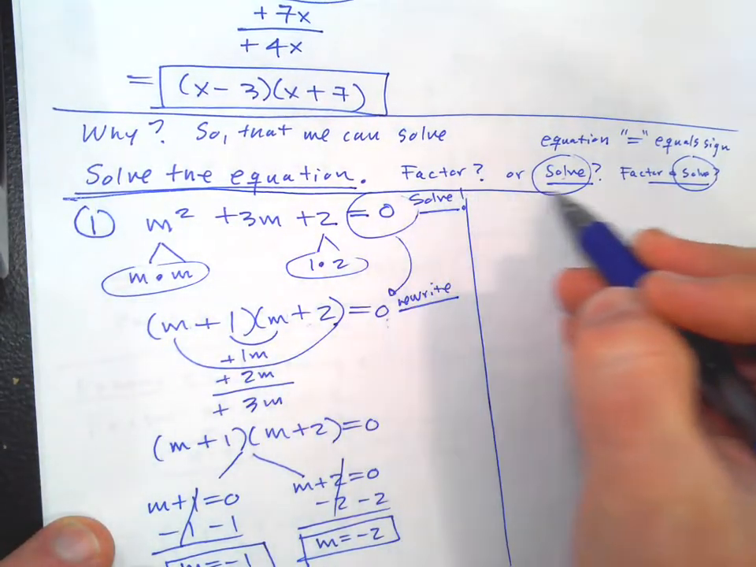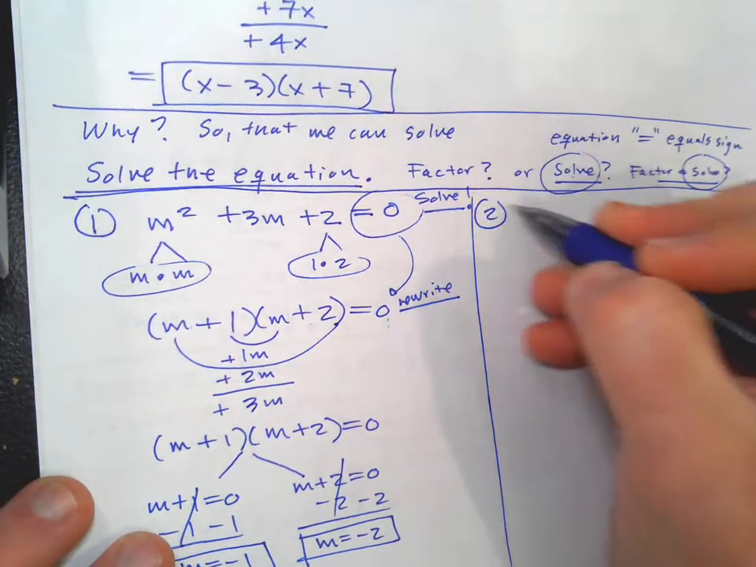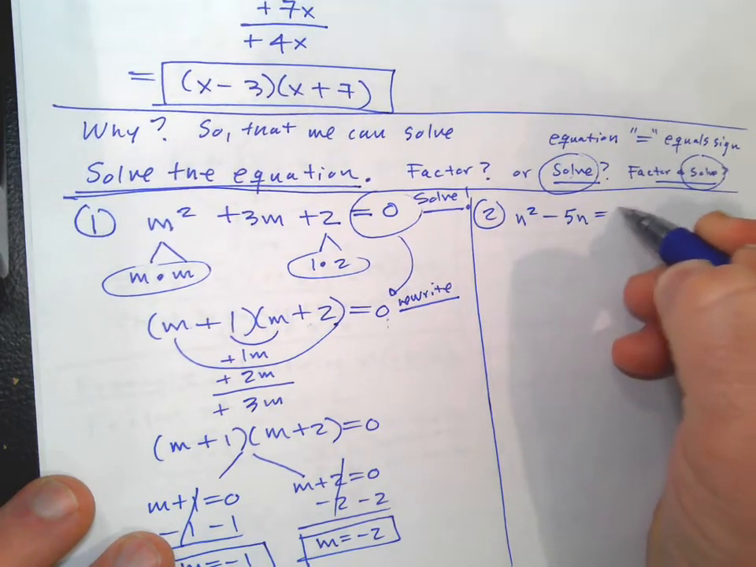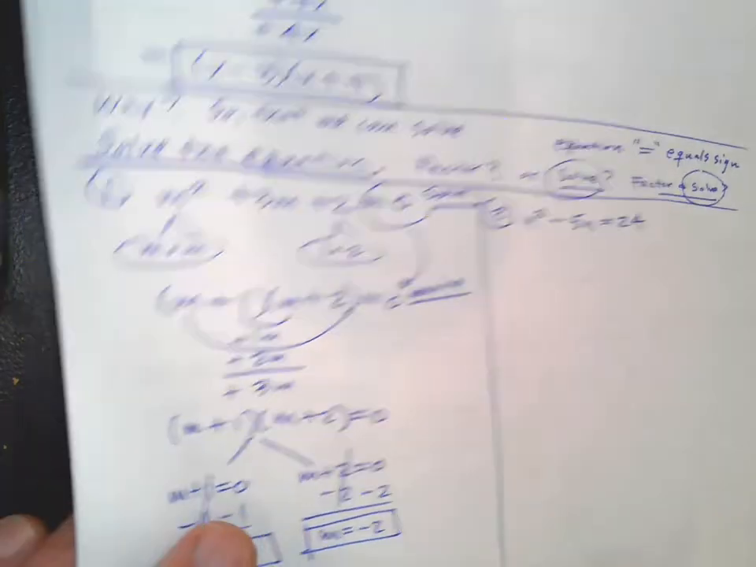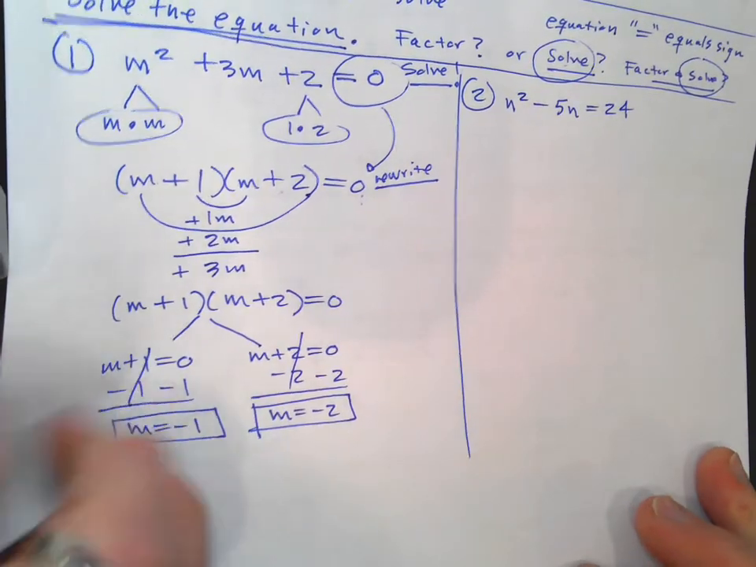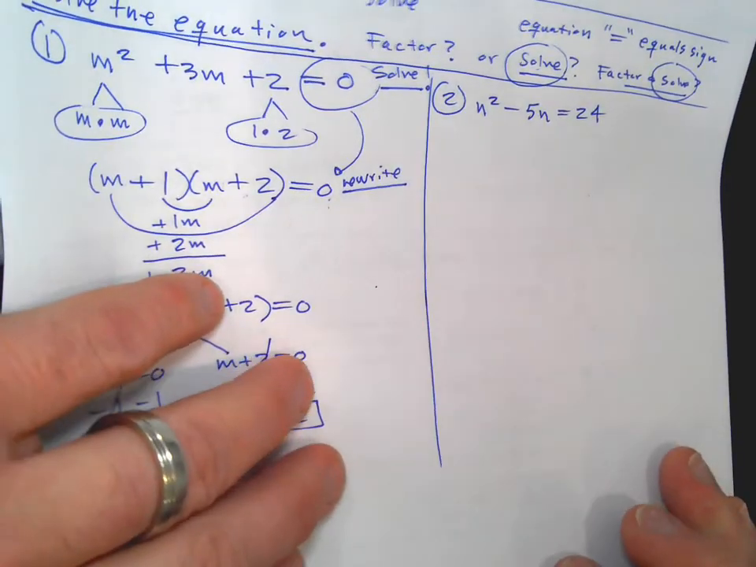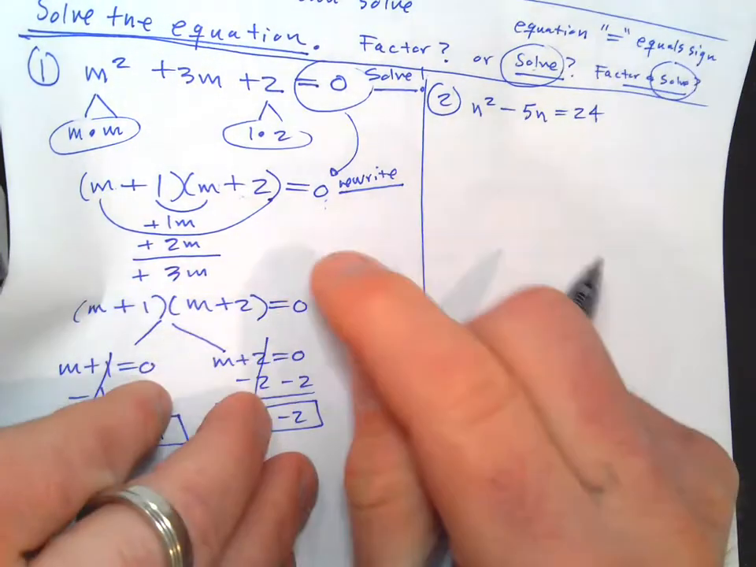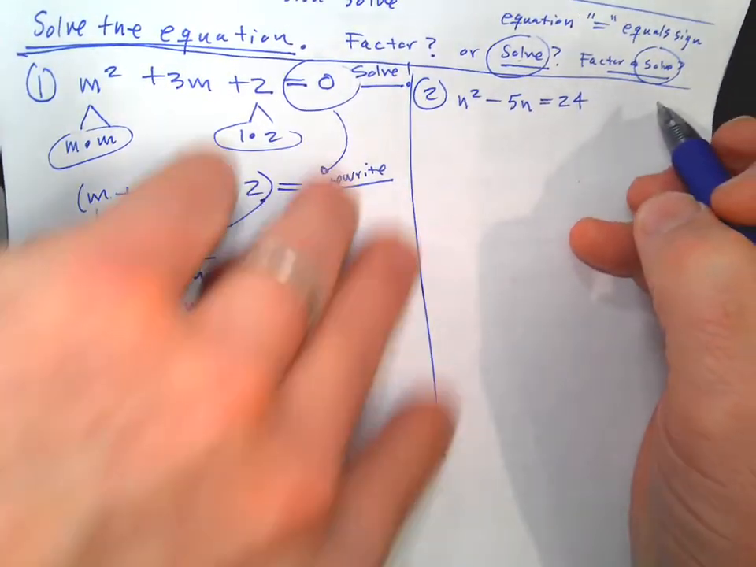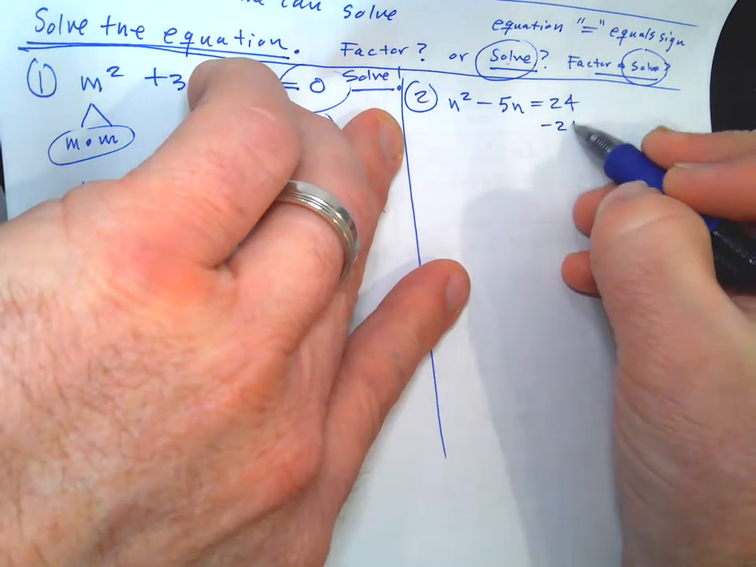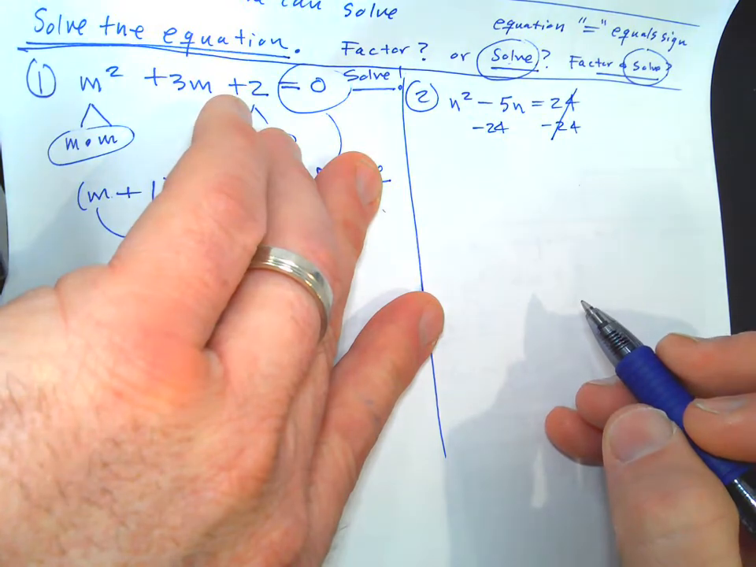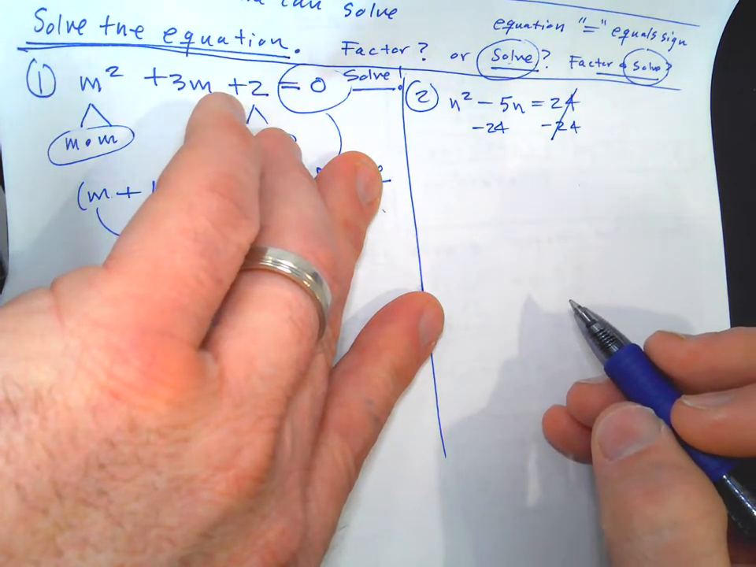Okay, now this one, I'm going to add a little twist on it, okay? N squared minus 5n equals 24. Now, the fact that it has an equal sign means we're probably going to solve it. But we're not ready to factor it. Everything has to be on one side equals 0 to use the zero product property. So we want to get everything on one side. So to get rid of the positive 24, we're going to subtract 24. Okay? We want to put it in standard form.